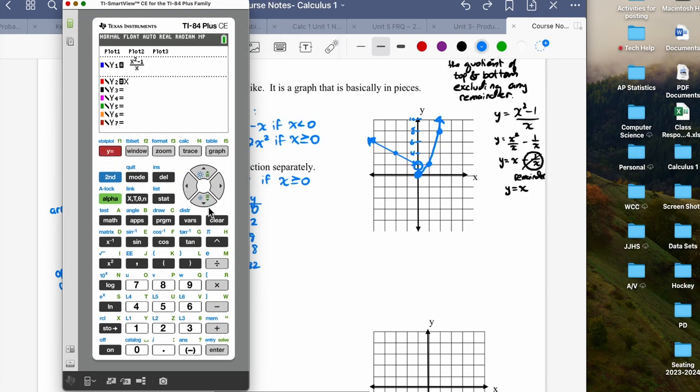So y equals, you put in your two pieces separately: 2 minus x, and then 2x squared. Now if I were to just go ahead and graph this, I'm going to get the entire line and the entire parabola, which is not piecewise. So let me show you that to show you what will not get you any credit on a test.